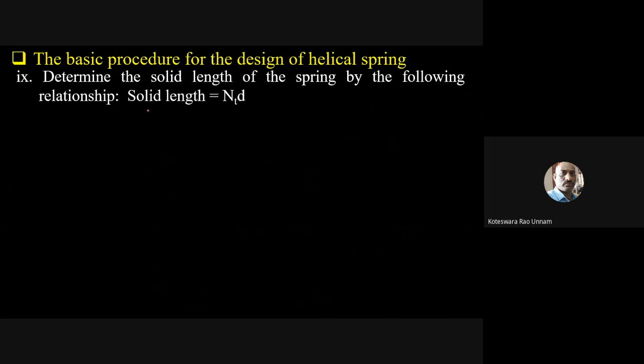That is solid length, then compression length, then free length. Why do we need free length? To define the pitch of the coil, we need to calculate the free length. Therefore, to get the free length, we first need to calculate the solid length. We already discussed the definition: solid length is given by NT into d, where NT is the sum of active coils and inactive coils.